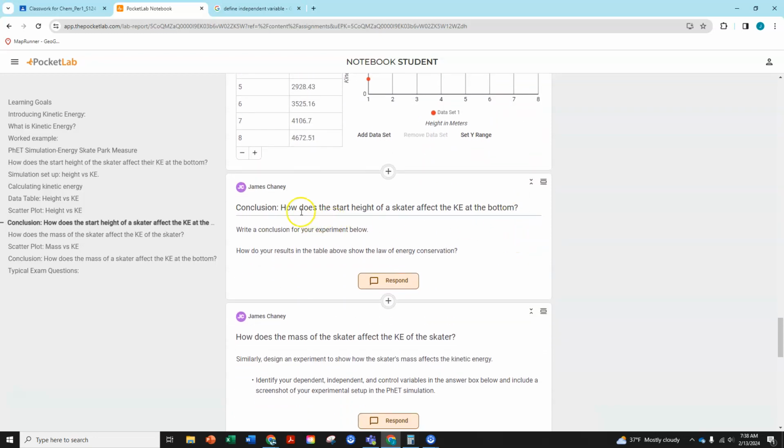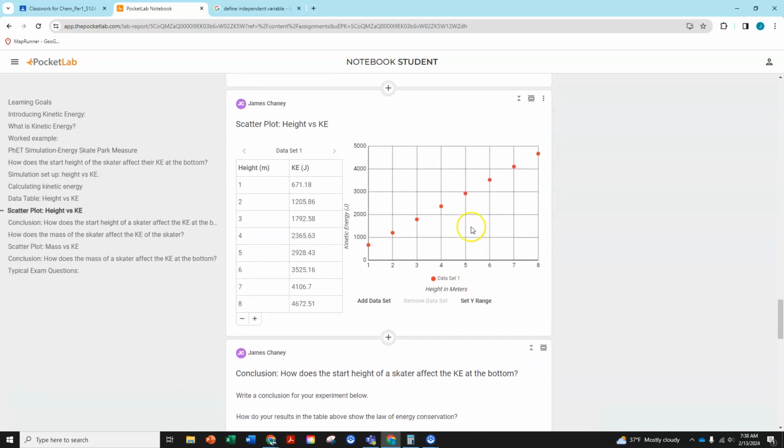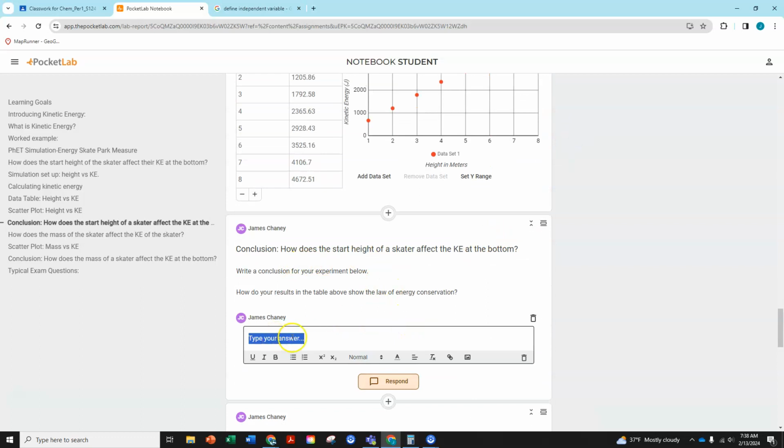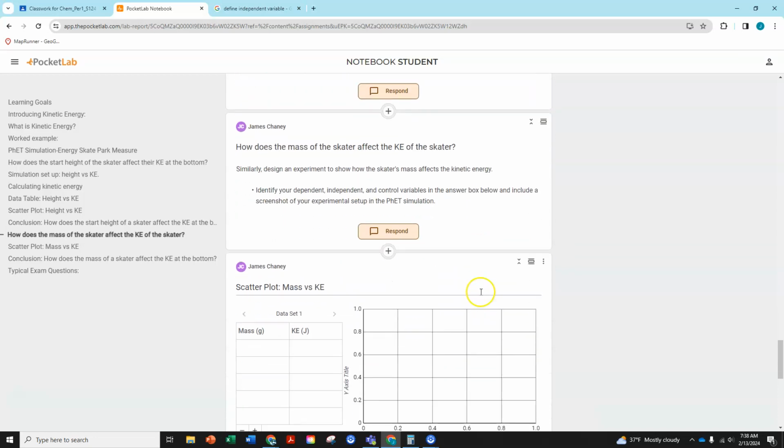So moving on, conclusion: how does the start height of a skater affect the kinetic energy at the bottom? The chart says it all. So you're going to click this respond button and in your own words tell us what we're seeing with that data, and then see if you can figure out how this is also explaining the law of energy conservation that we discussed.